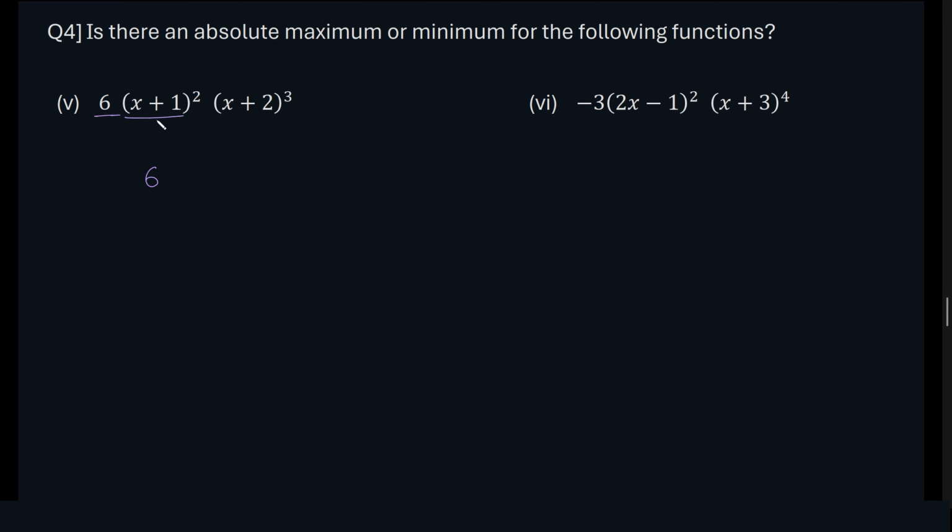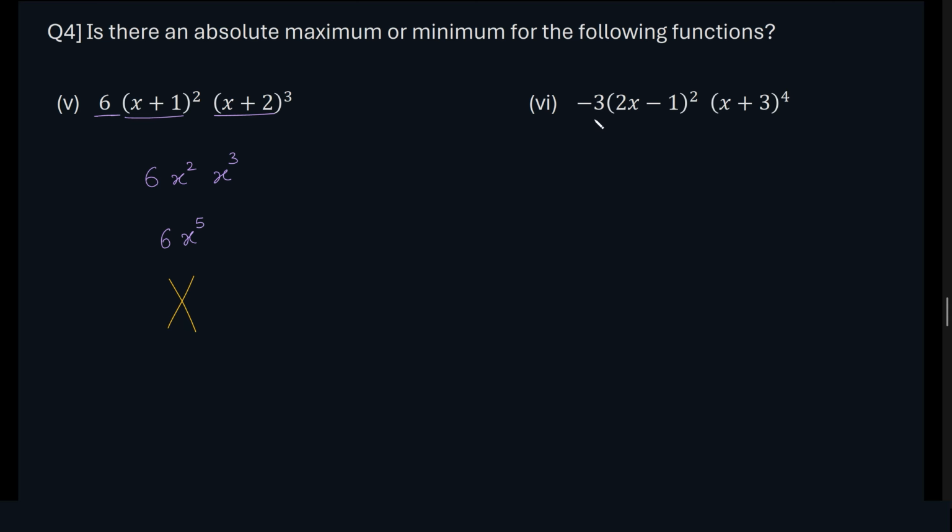Now from the first group, since x plus 1 is raised to 2, the highest power of x will be 2, and from the second group, we get x cubed. That means the leading term is 6 x to the power 2 plus 3. That's x to the power 5. Since this is an odd polynomial, we don't get any global extrema.